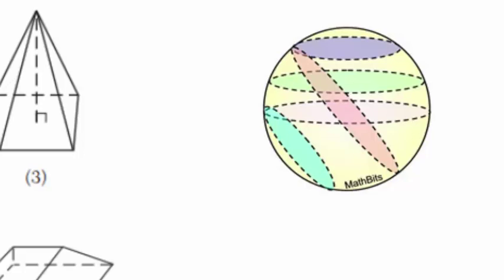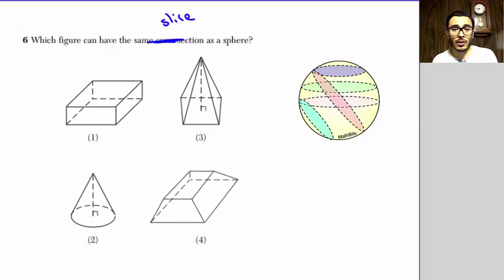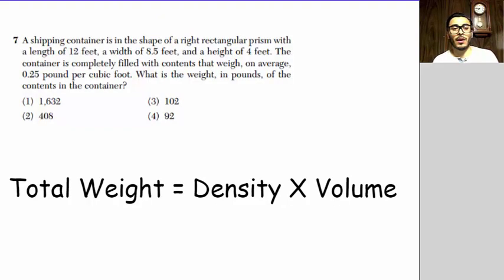You get circles of different sizes, but you get circles. And the question has to do with which one of these choices will have the same cross section as a sphere, or which one of these choices will have a cross section which is a circle, and that's obviously going to be choice number 2, right? If we slice this way, parallel to the base, we're going to get a circle.